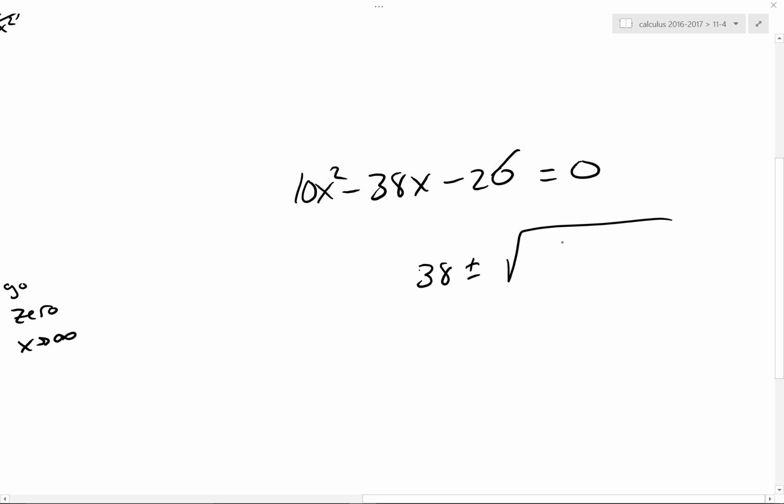Help me out. What's 38 squared? What is it? 1444? Minus 4AC, so it's going to be plus 104? Minus 4AC, no, I forgot the 10. So it's 40 times that, so it'd be 1040. Oh, that 4. Thank you. All over 20. What does that number come out to be?